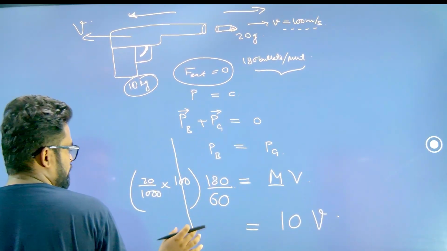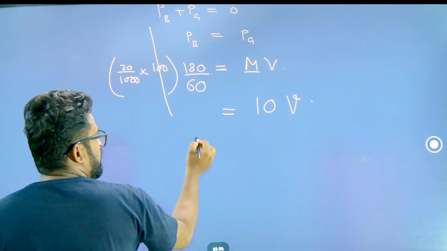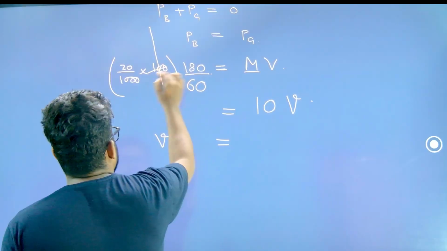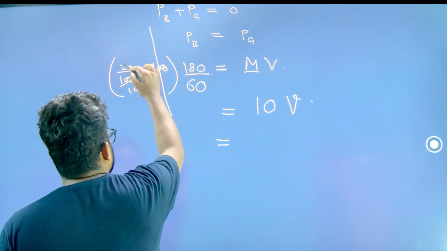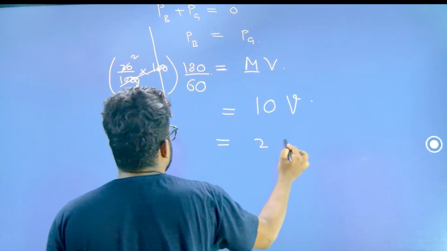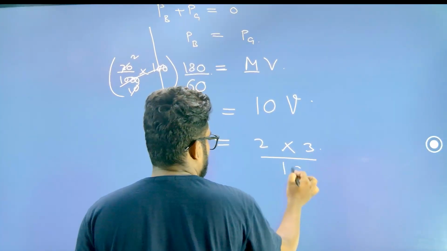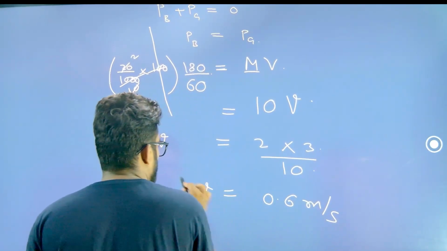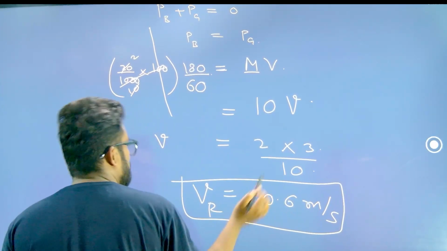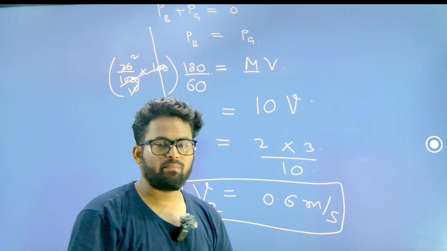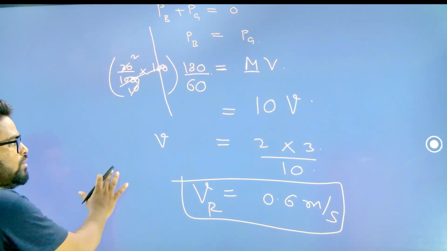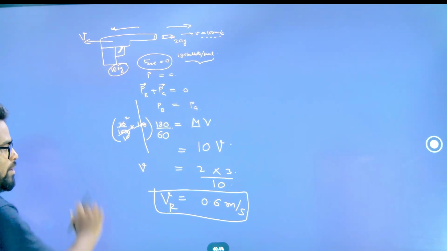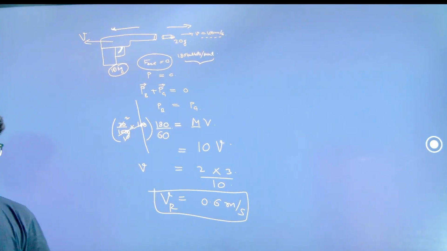So now, equating this, the velocity would be 2 into 3 upon 10. That is 0.6 meters per second. So that is the recoil velocity of the gun with which it would go backwards. Getting it? Okay. So let me zoom. Okay. Now we can try this answer.